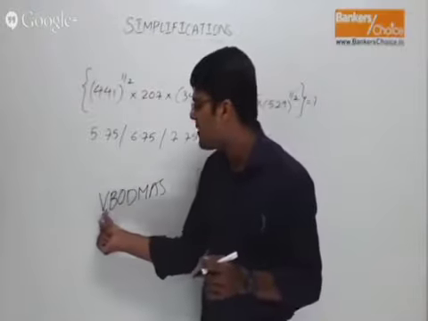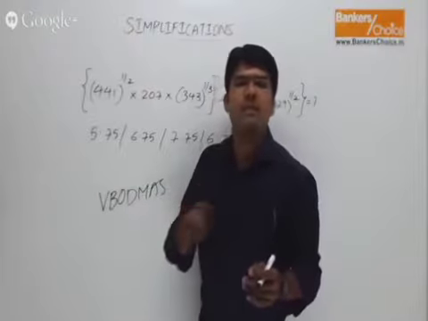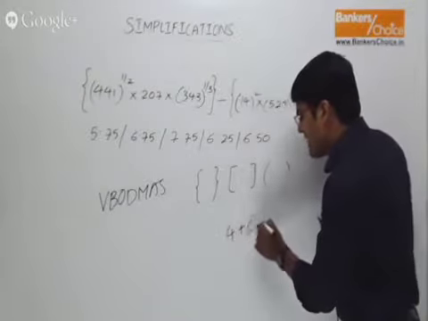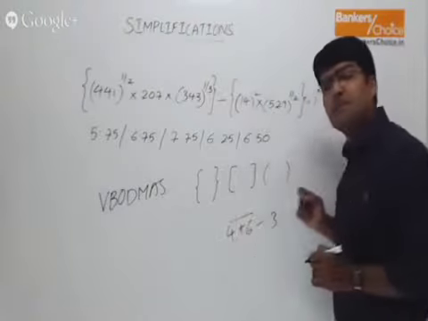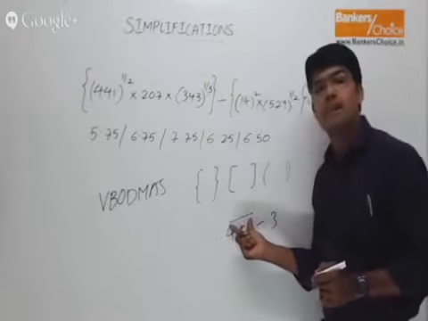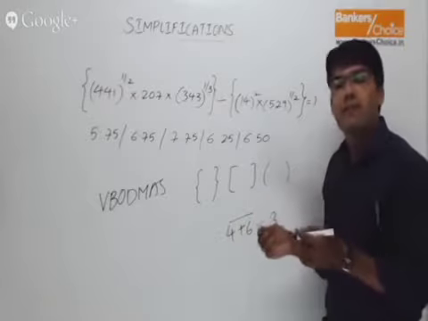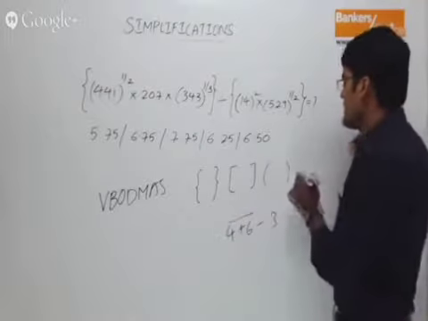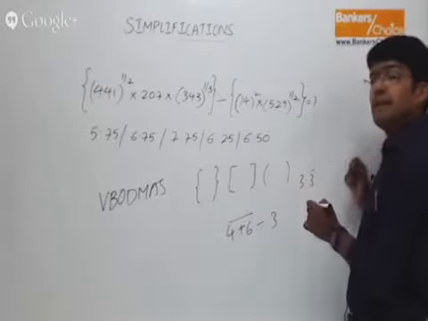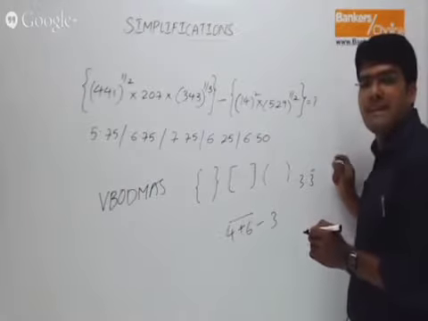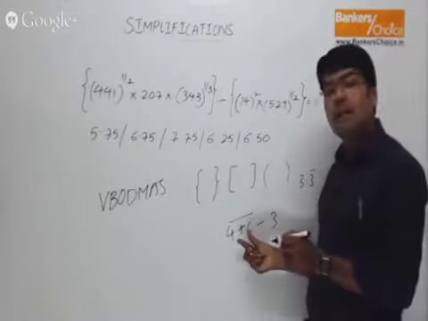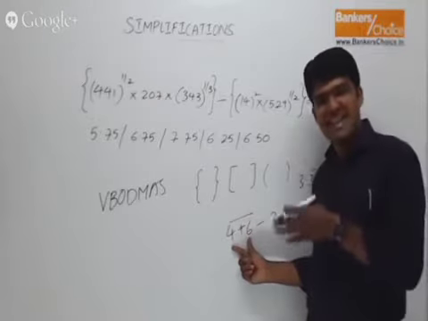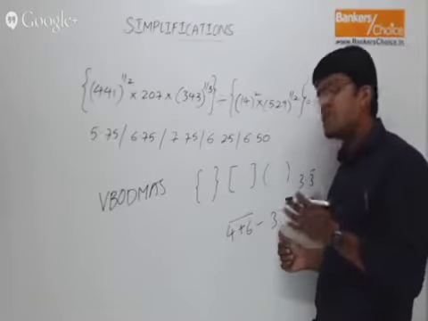What does this V stand for? V stands for Vinculum. This is another kind of bracket. For example, 4 plus 6 minus 3. If it is given this way, this is known as a Vinculum, a special kind of bracket. So 4 plus 6 is actually inside the brackets here. Generally, when we say 3.3 bar, what does it mean? 3.3333. That's what is called a bar. But here, this is not acting as a bar. This is called Vinculum, where we add 4 and 6 first. 10 minus 3. 7 will be the answer.